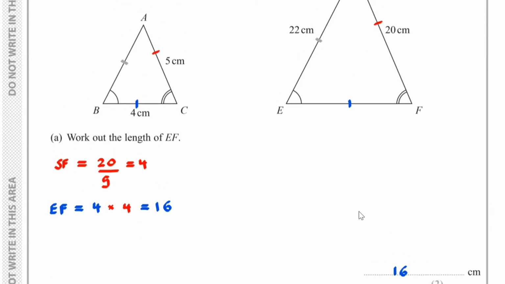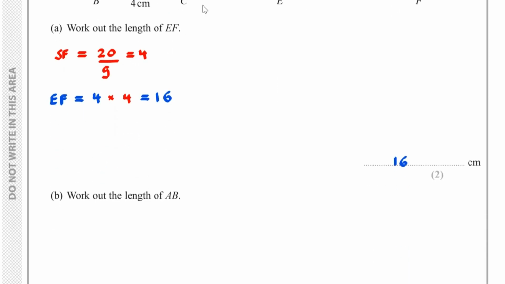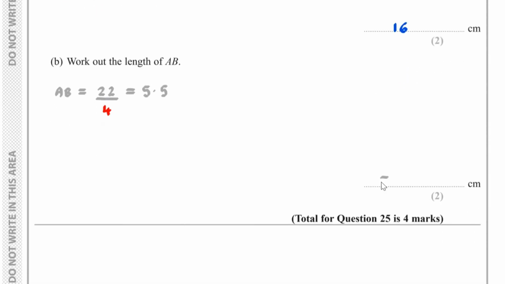We now have to work out the length of AB. Now we've got this 22 which corresponds with AB. So to find out the length of AB, we need to do 22 divided by 4, which is our scale factor. And if we work this out, we get 5.5. So AB is 5.5 centimeters.